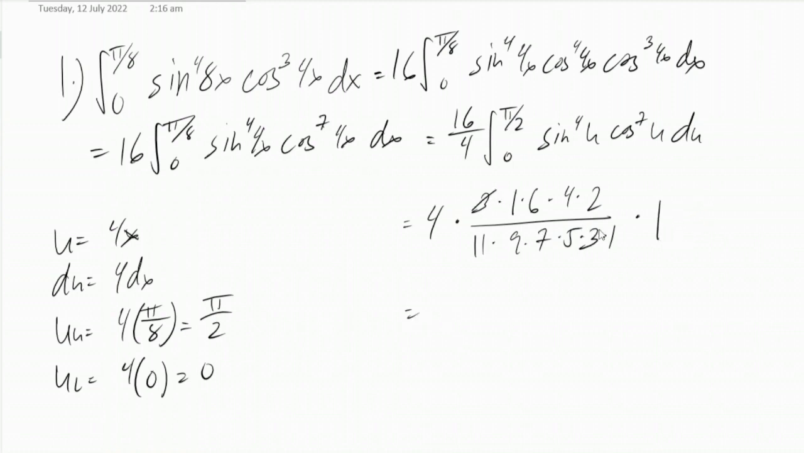So next, cancel out 3 and 3. Then we've got nothing else to cancel, so I'll multiply 4 times 6 times 4 times 2. 4 times 4 is 16, times 2 is 32, times 6 is 192, all over 11 times 9 times 7 times 5, which is 3,465, and this is our final answer.